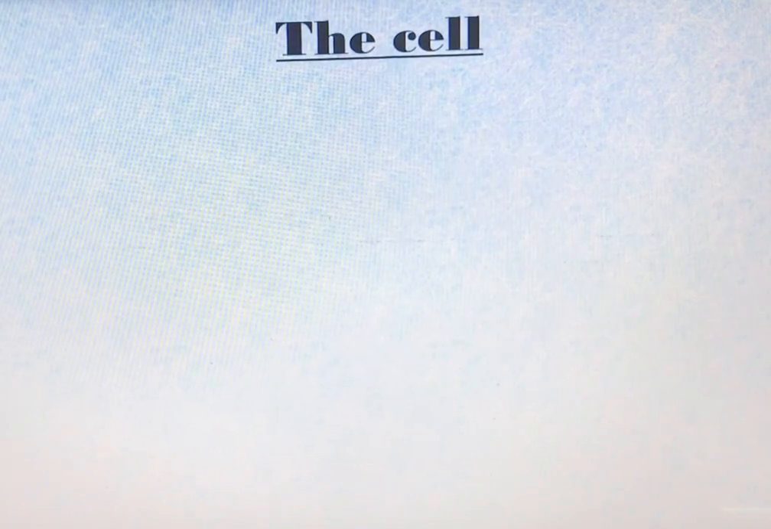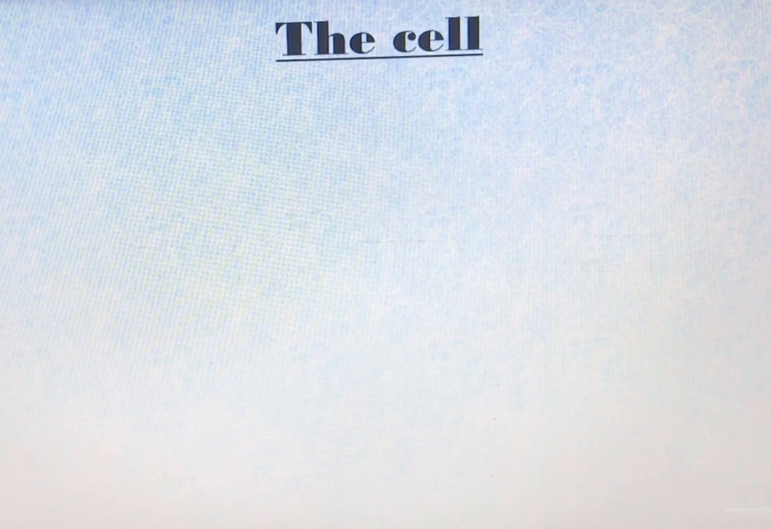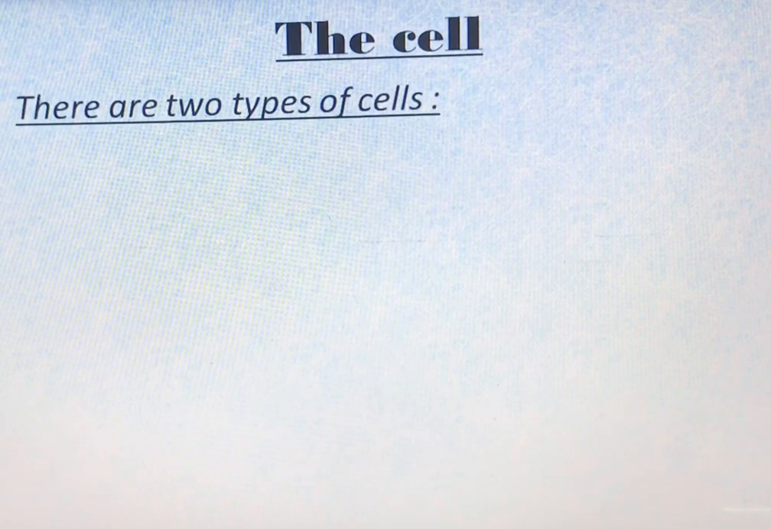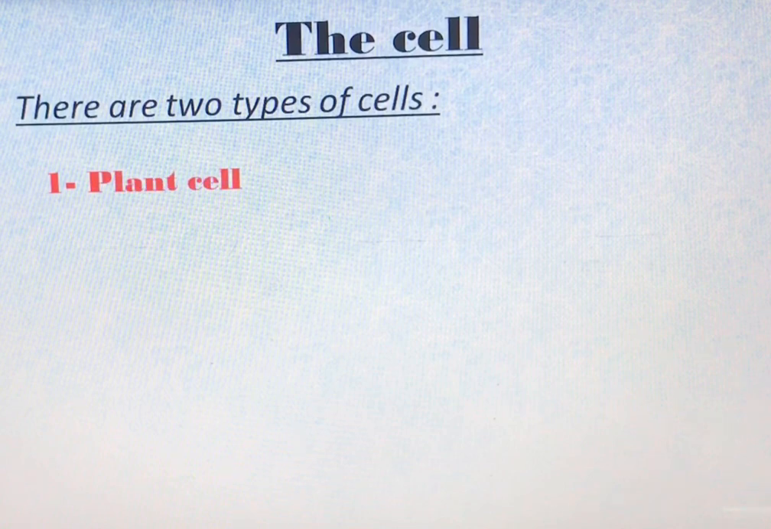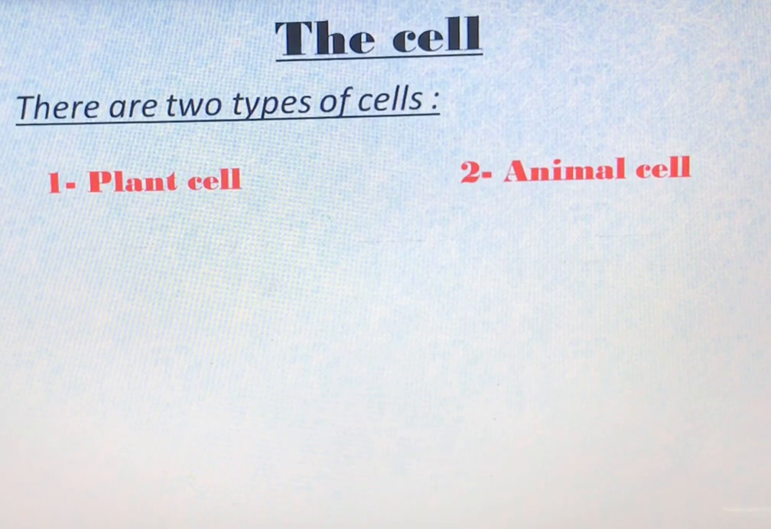Hello, grade 4. Today we will continue our talking about the cell. We said before that the cell is the building unit of all living organisms. Now you have to know that there are two types of cells. The first one is called plant cell and the second one is called animal cell.